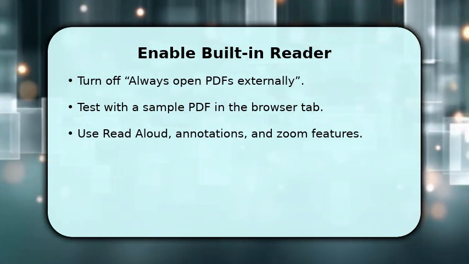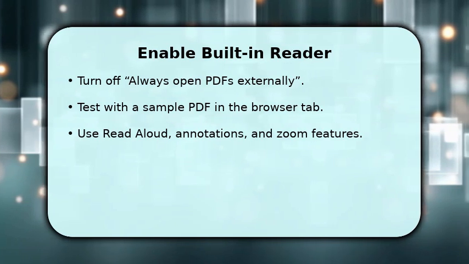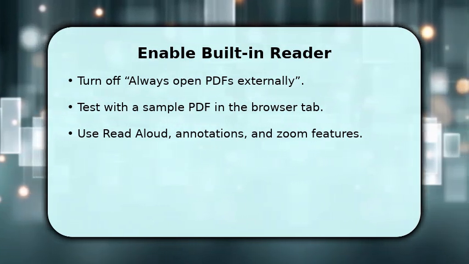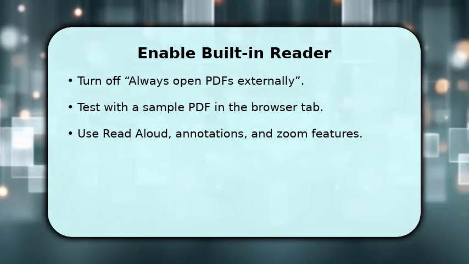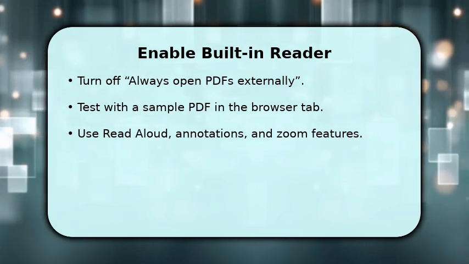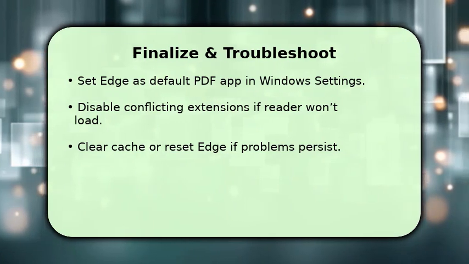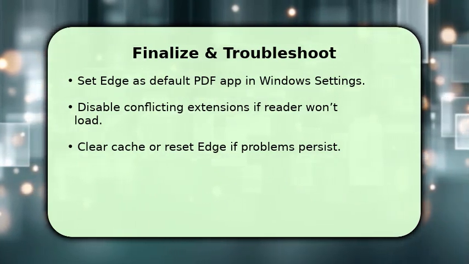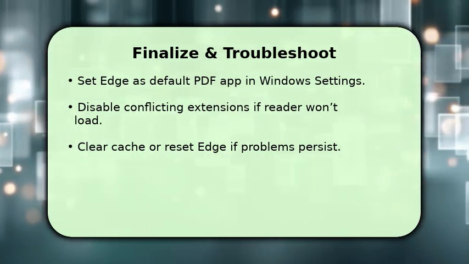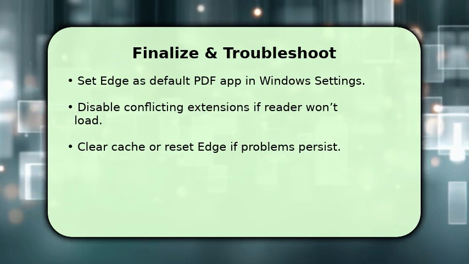If you want annotation tools, click the pen or highlighter icons in the toolbar. Make sure to test keyboard shortcuts like Ctrl+P for printing. Finish by making Edge the default PDF handler in Windows settings. Apps, default apps, choose PDF and pick Microsoft Edge. This guarantees double-clicked files open in the browser.